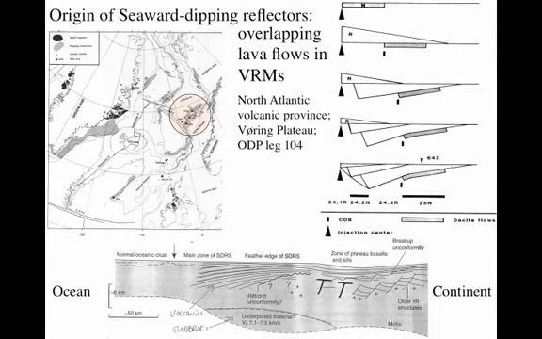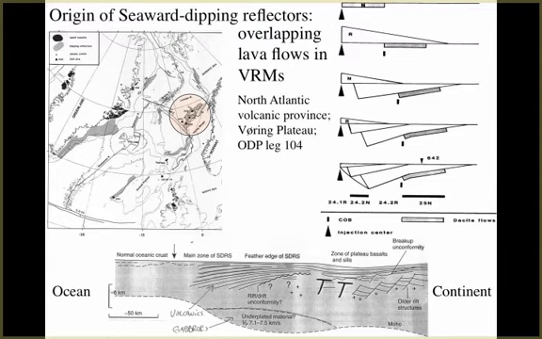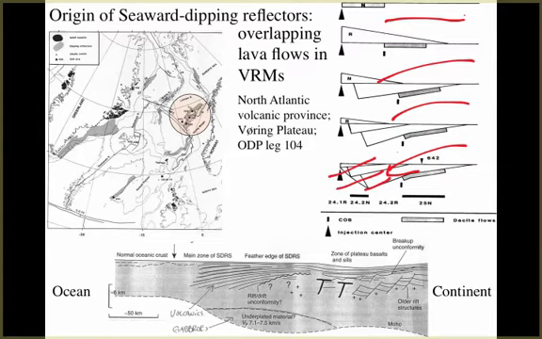Now, the origin of these seaward dipping reflectors is from overlapping lava flows in the volcanic rifted margins. And so we have a progression over time where we have lavas deposited on top of one another, and ultimately you've got the sequence of seaward dipping reflectors from those lava flows. And this example is from just east of Greenland and west of Norway, where the seismic work shows these seaward dipping reflectors from the volcanism at that margin.